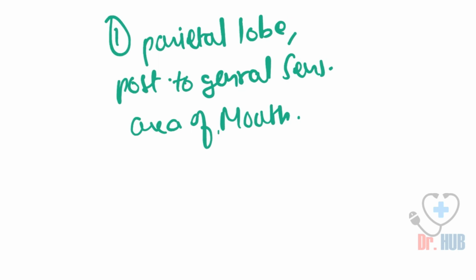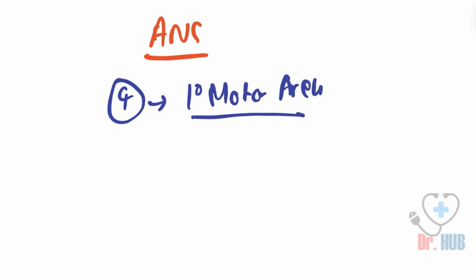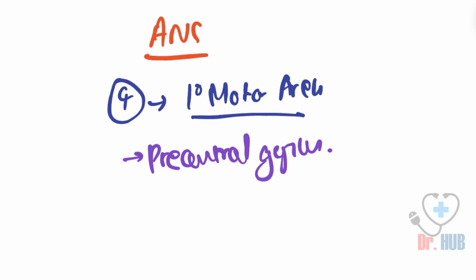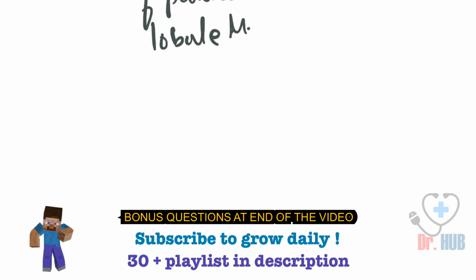So now we are going to look at the answers to the questions. The first question we asked was, what is area 4 related with? Area 4 is the primary motor area. Where is area 4 located? It is present in the precentral gyrus, and it extends to the anterior part of the paracentral lobule, that is medially.